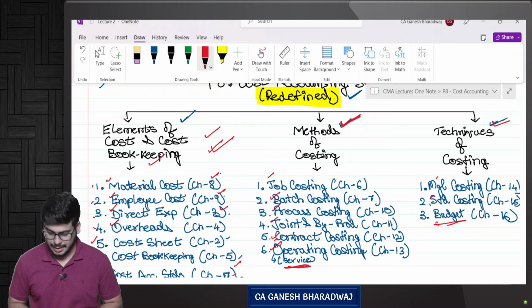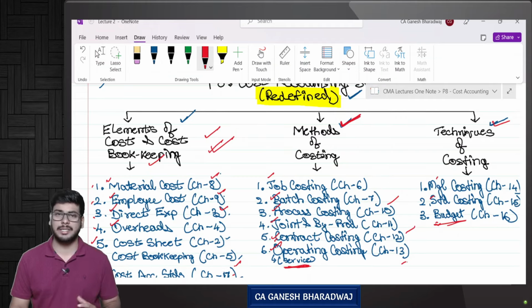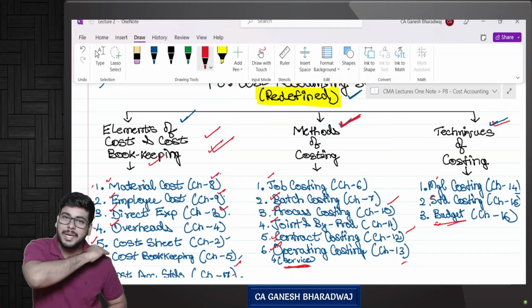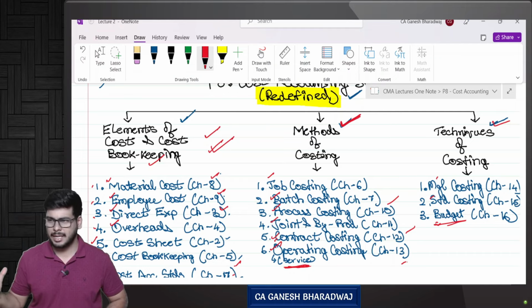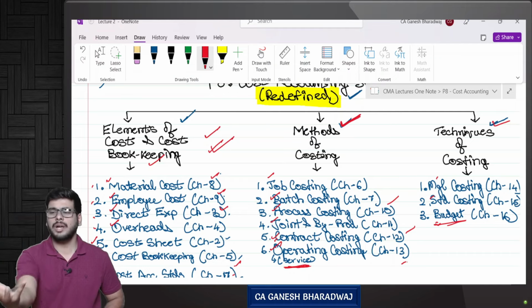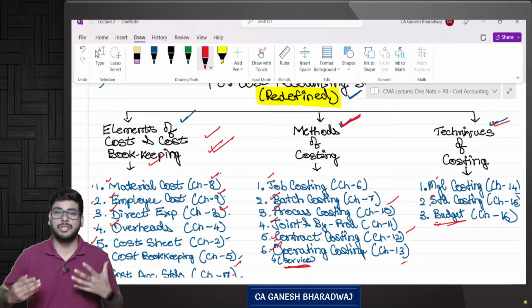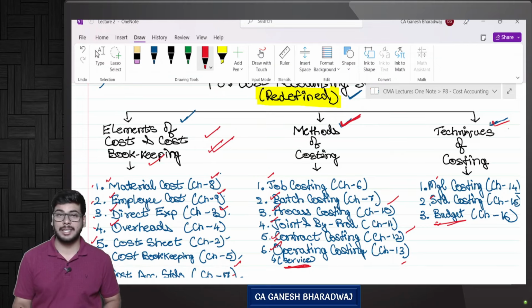Now, please don't think that this is sector specific. This budgeting concept, I can use it for a process sector, a contract sector, a service sector, or any other sector also. So techniques of costing are not industry specific. They can be applied across all sectors. What do you mean by techniques of costing? It is simple. Whatever data the costing principles give you, if you take some meaningful decision using that, that gets covered under techniques of costing.